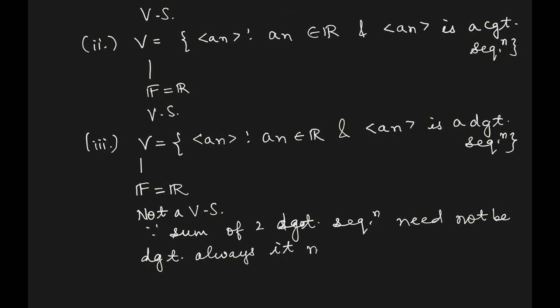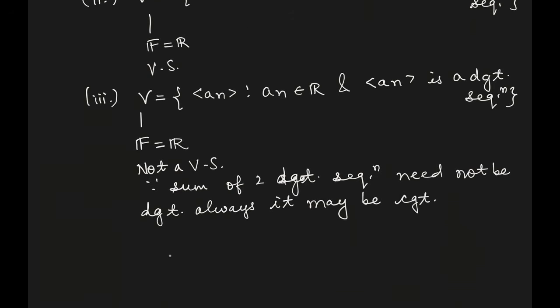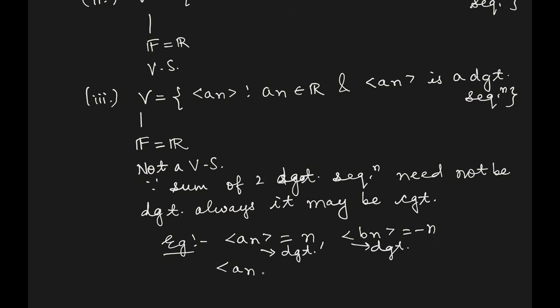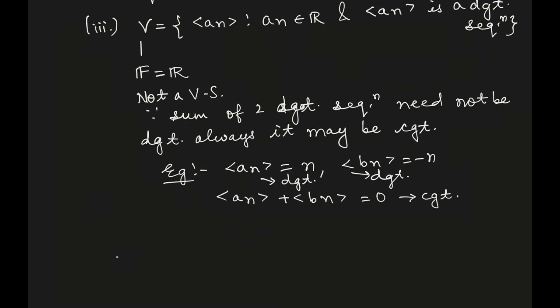It may be convergent, like n and minus n. Sequence an is n, sequence bn is minus n. Then they are divergent, but their sum is the zero sequence, which is convergent. Therefore, it is not a vector space.